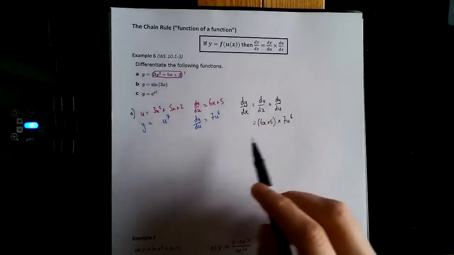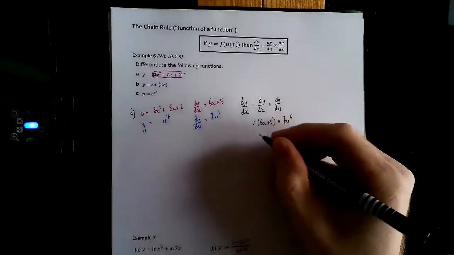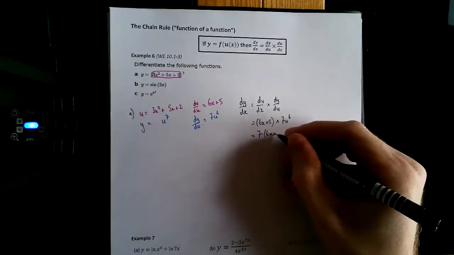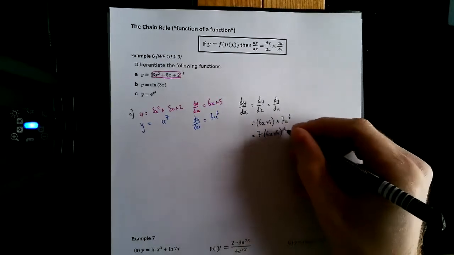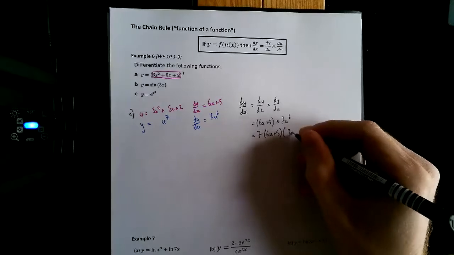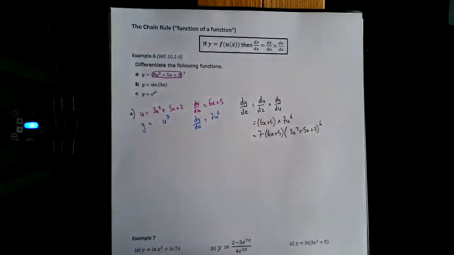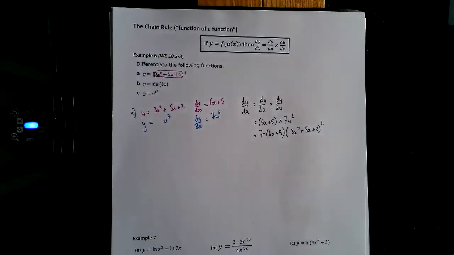Well, all I need to do now is sub back in what u is. I'm going to write my number at the front, then my easy bracket, and then I'm going to write what u is. So 3x squared plus 5x plus 2 to the power 6. Yeah, it looks complicated, but once you've done a bit of practice, it becomes really quick.